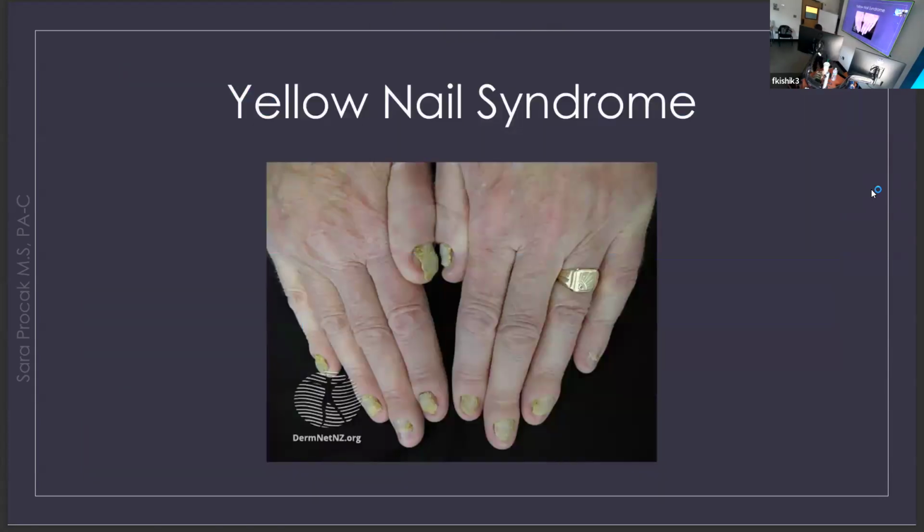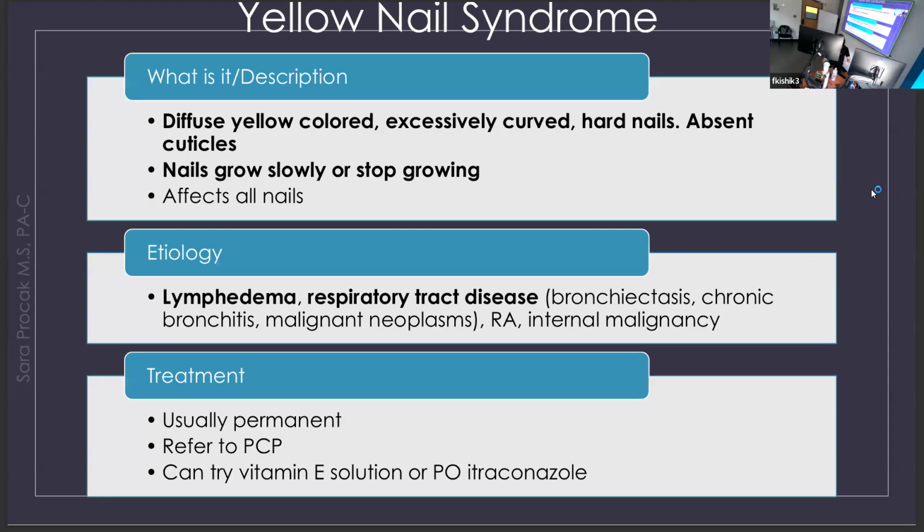Yellow nail syndrome. So yellow nail syndrome is a condition where someone has yellow nails that are going to be very brittle. They're going to be curved. There's going to be no cuticle with them. It's going to affect all of the nails. This is going to be due to the nail either growing very, very slowly or not growing at all. It's oftentimes associated with lymphedema and some underlying respiratory illness. Okay, treatment for this.